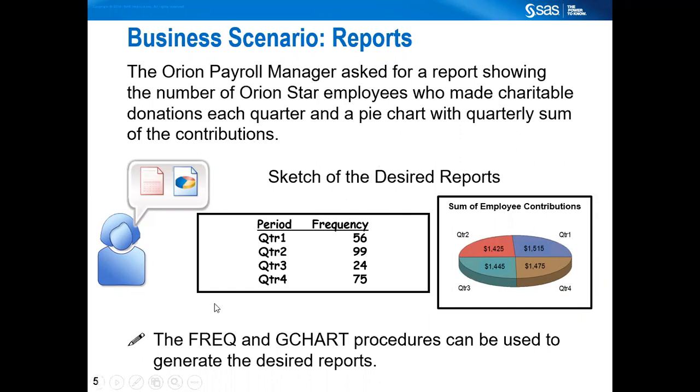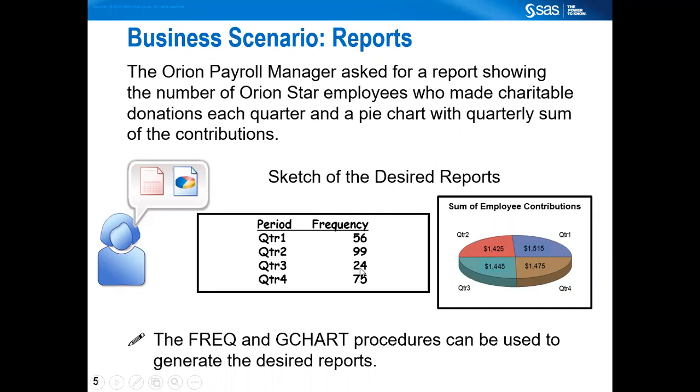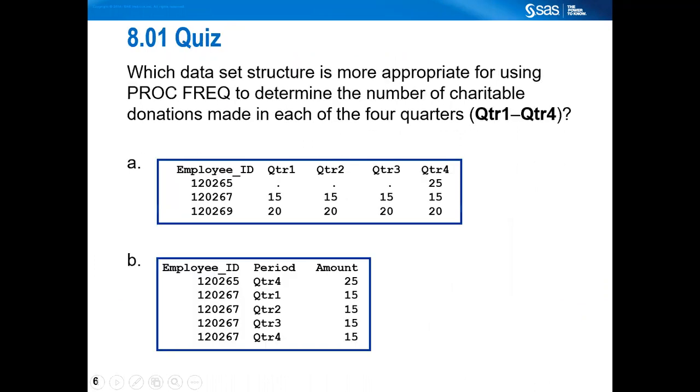So to get this type of report, where you have for each quarter the frequency count of donations, which structure is going to help us create this report? That's what the quiz is. If you want to create a frequency report for each quarter, which table structure is appropriate, wide or narrow, A or B? B. B. Narrow. Yeah, B.